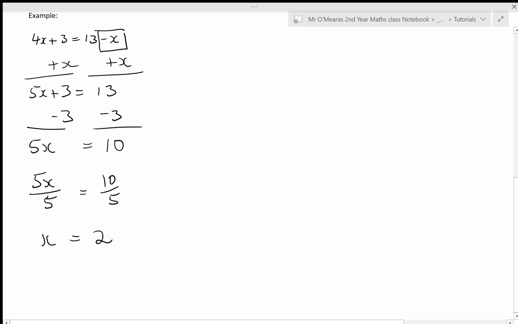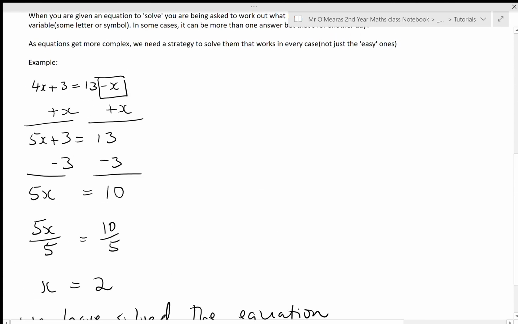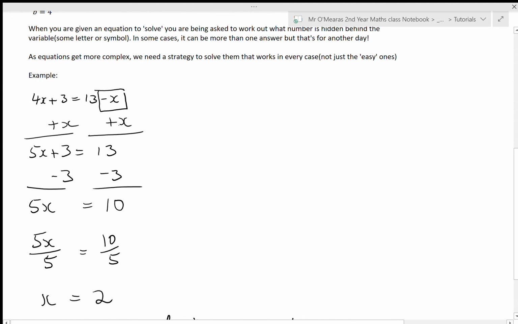So we have solved the equation. Now the question is, how do I know I'm right? How do I know we've solved it? An important part of these questions is that you have the opportunity, and you should do this, to verify your answer. You verify your answer by taking what you think is the correct answer, 2, the solution, and putting it back in wherever x was.